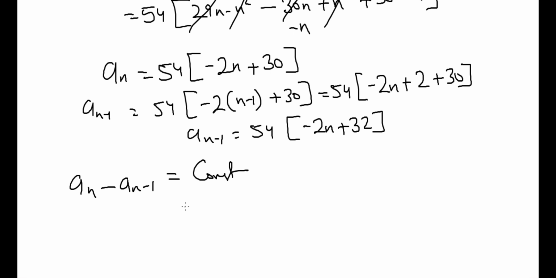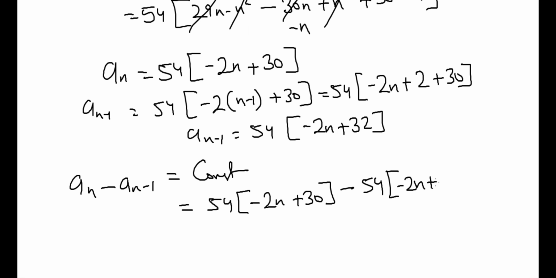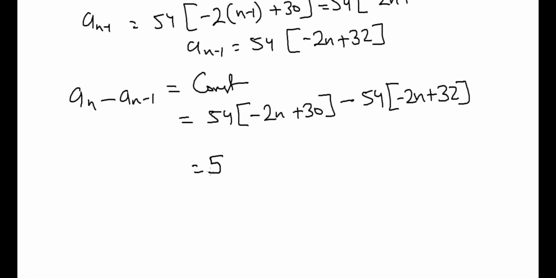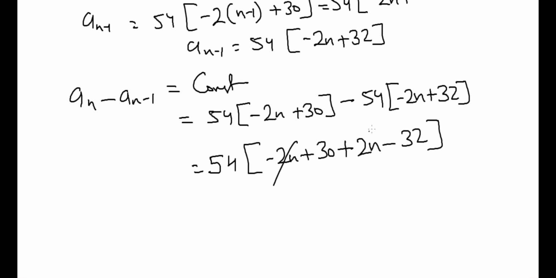So how to prove it? Just substitute the values. So the values are 54 bracket negative 2n plus 30 minus 54 bracket negative 2n plus 32. So 54 is common, and the rest I can write as negative 2n plus 30, and because the negative was outside, positive 2n and negative 32. So you see this gets cancelled, the 30 and 32 become negative 2, and outside we have 54.